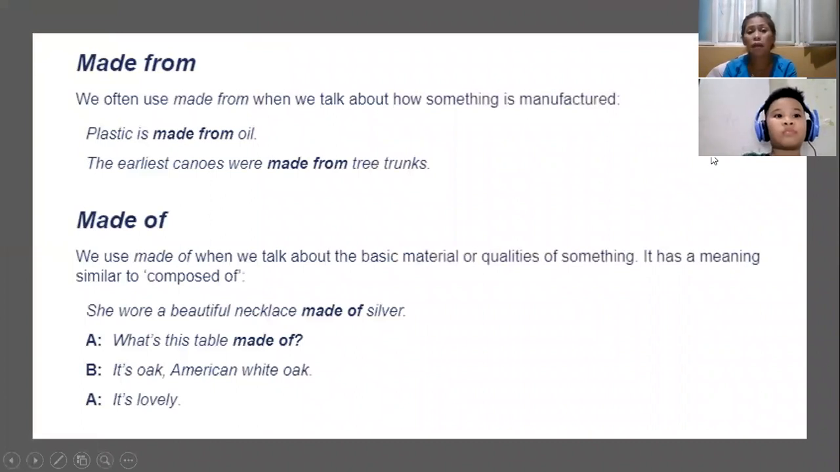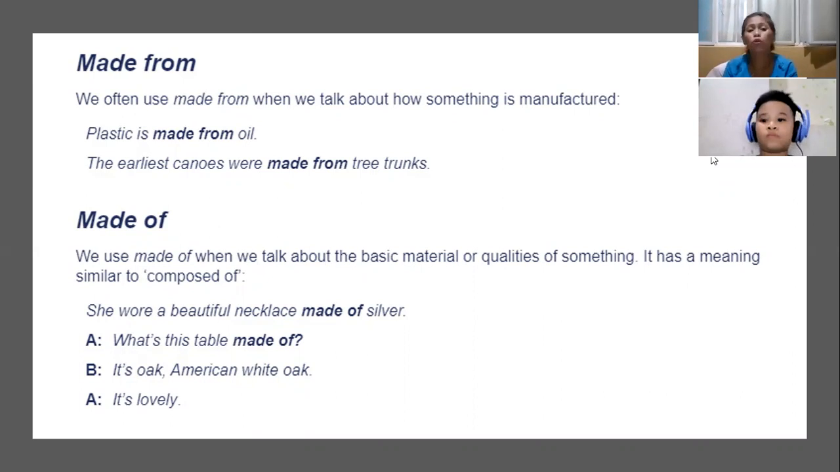So when you say made from, we often use made from when we talk about how something is manufactured. Plastic is made from oil. The earliest canoes were made from tree trunks. Okay, made from. So it is made from when we talk about how something is manufactured, how it is done.